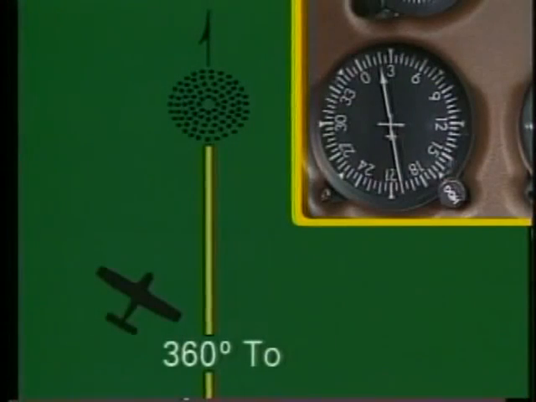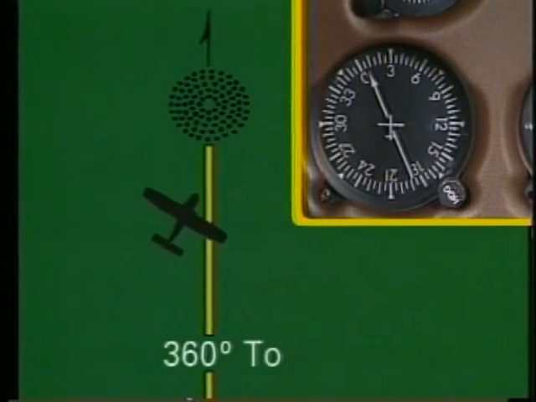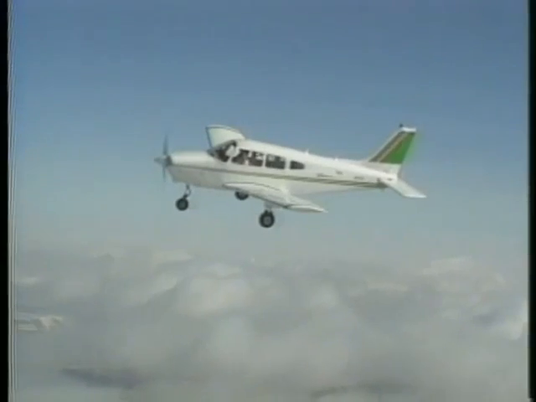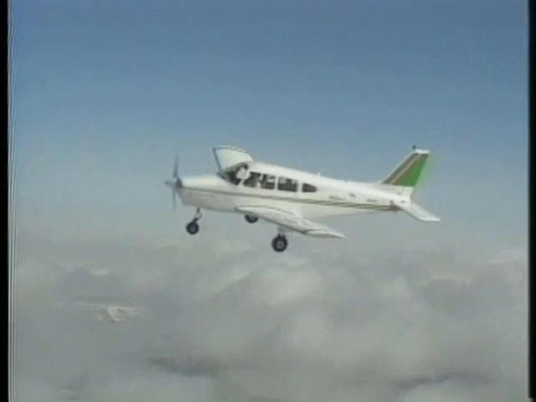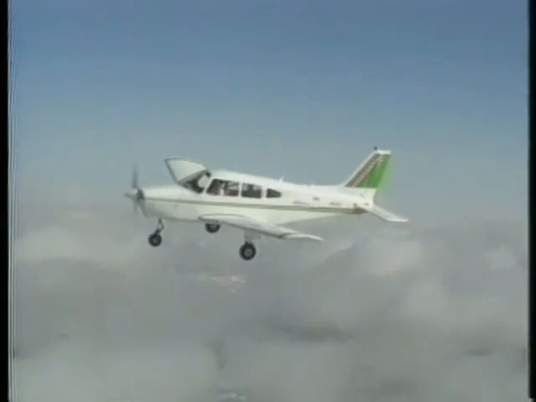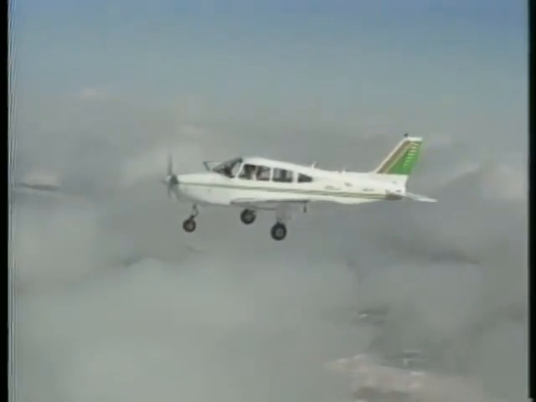By setting your magnetic heading under the top index, you can use the head of the bearing pointer to show your position in relation to the bearing. When it indicates 360, you have reached the bearing. In actual practice, you should begin your turn just before you intercept the bearing. This reduces the possibility of overshooting the desired course.